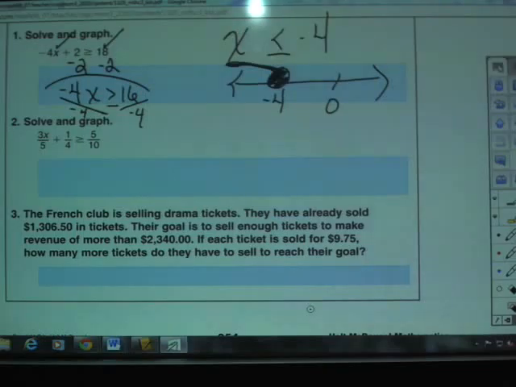Number 2, 3x over 5 plus 1 over 4 is greater than or equal to 5 over 10. All right, so as far as me working this question out here, again, I'm going to be thinking about a common denominator as we did in the fraction question earlier. Well, these actually happen to have the same denominators, 5, 4, and 10. The common denominator is 20.